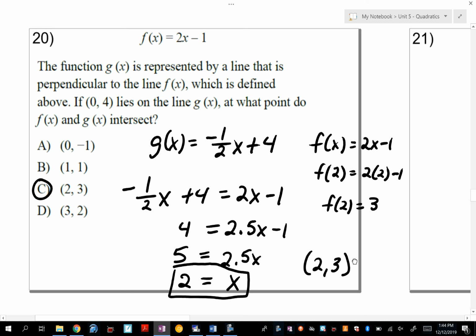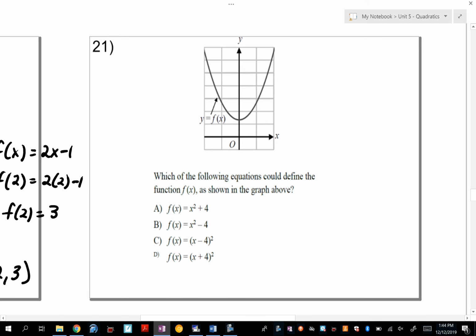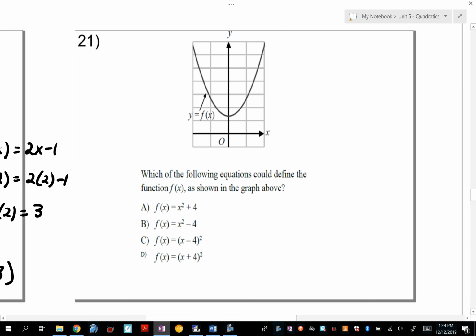All right, let's keep doing it. 21. Ooh, parabolas, what we've been doing, right? Okay, so 21. Which of the following could define this function f of x? Now, what do you notice about this vertex? It's on the y-axis, so it's going to be 0 something.